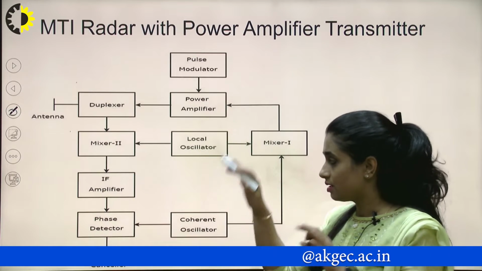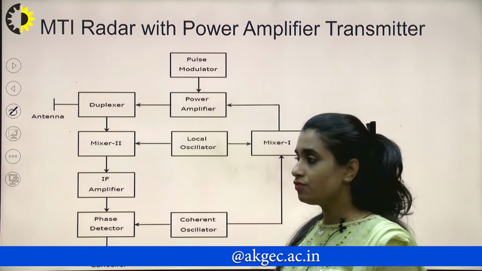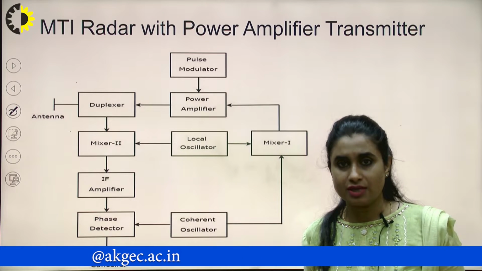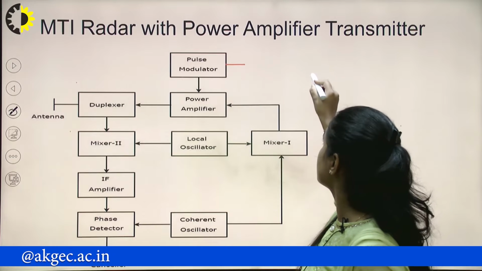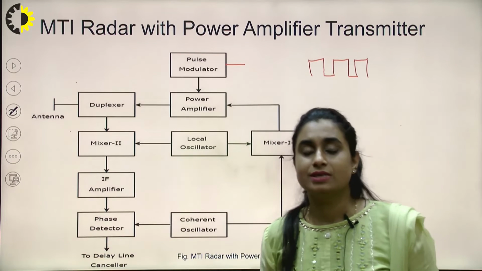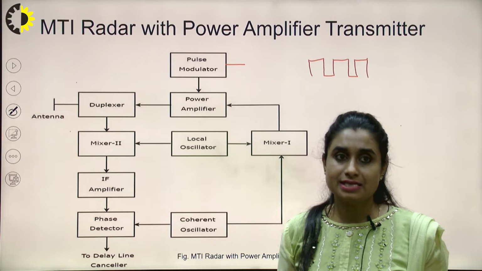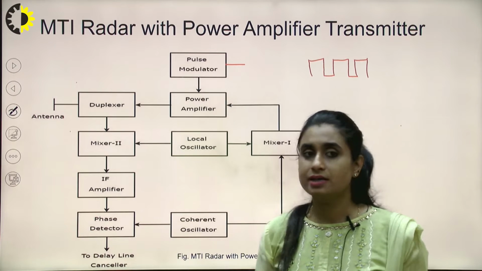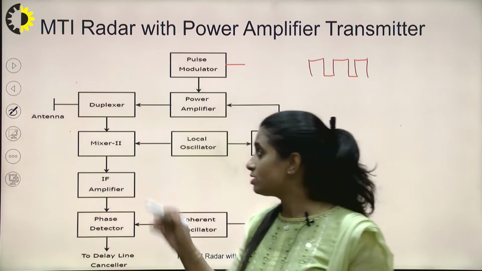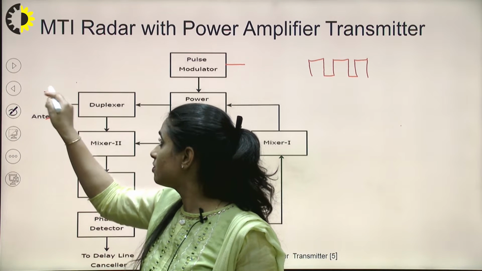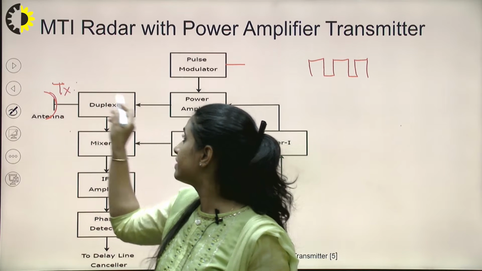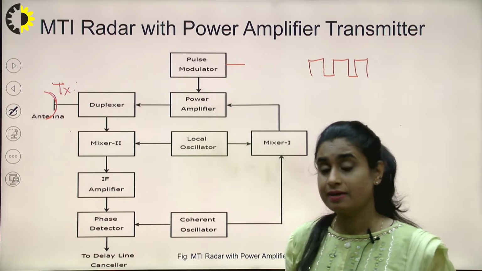My MTI radar consists of these many blocks. First of all, a wave has to be generated. The electromagnetic wave which is used here is not of continuous type, it is of pulse type. So high frequency or high energy pulses are generated with the help of a pulse modulator, which is first amplified with the help of a power amplifier, then sent to the duplexer, and in the transmission mode my antenna acts to transmit the frequency which is generated, right?